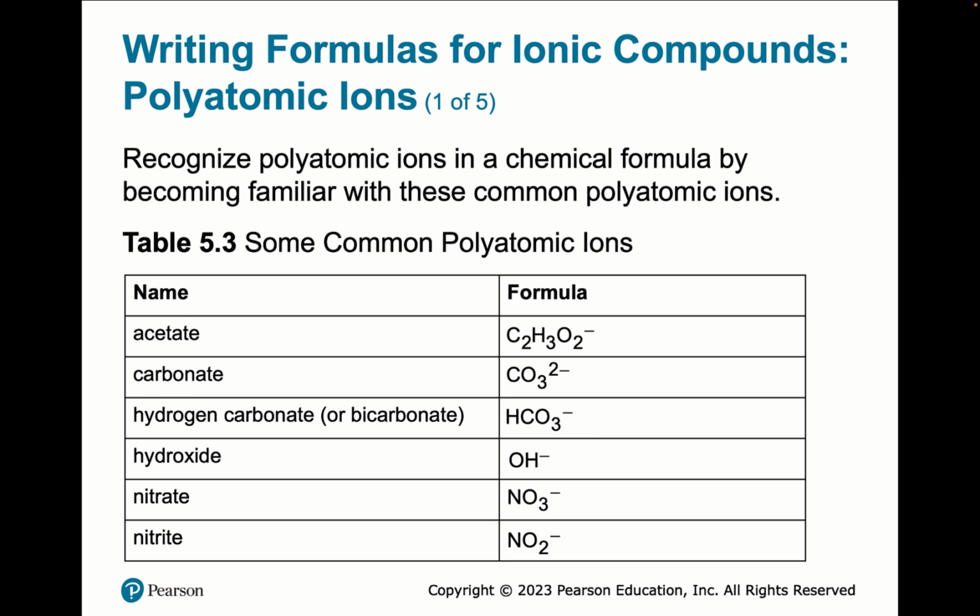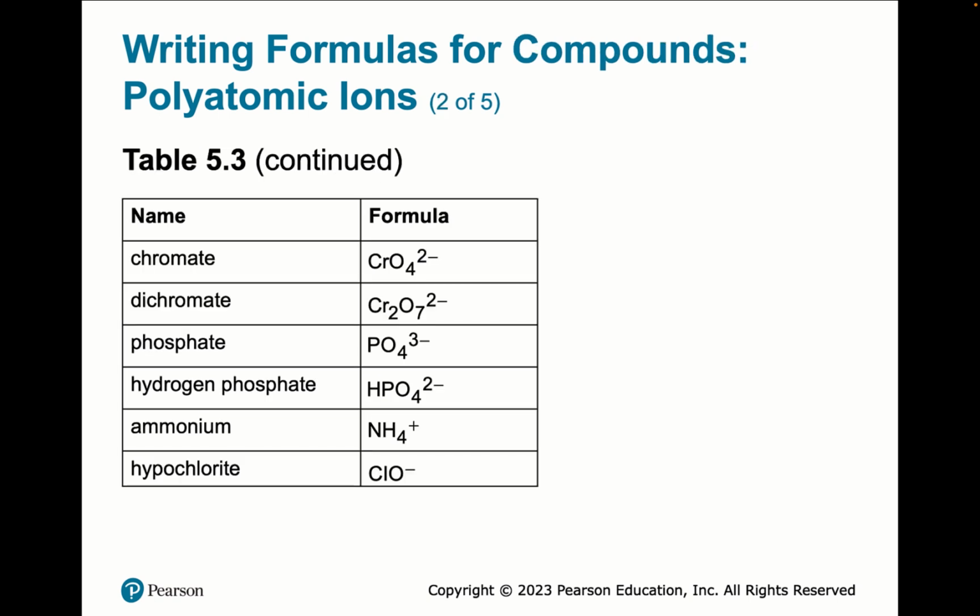So here are some groups of polyatomic ions. I hate to say this, but it might be easiest if you just memorize these. I'm going to say the names so you can be familiar with them. Acetate, carbonate, hydrogen carbonate, but more frequently we use the word bicarbonate. When you say the word bi in chemistry class, it usually means extra hydrogen. So bicarbonate is carbonate with an extra hydrogen. Hydroxide and nitrate and nitrite.